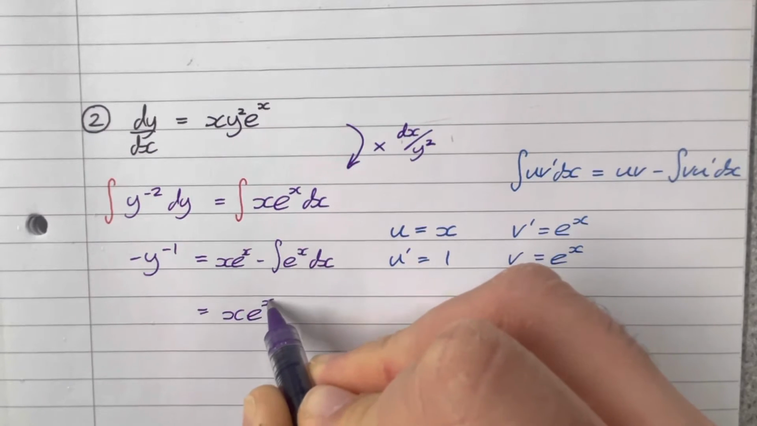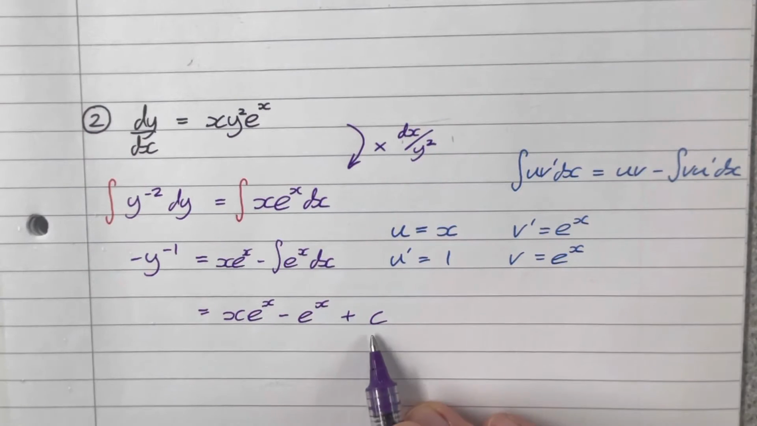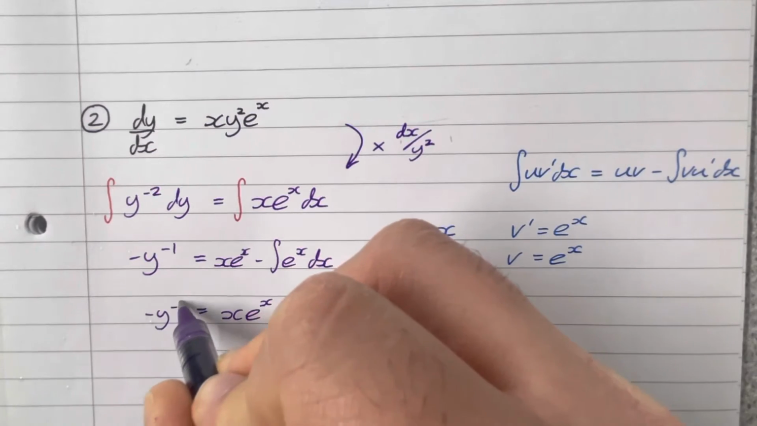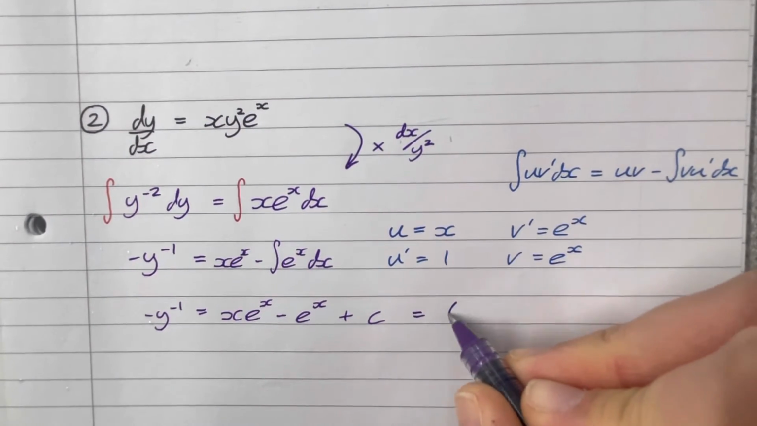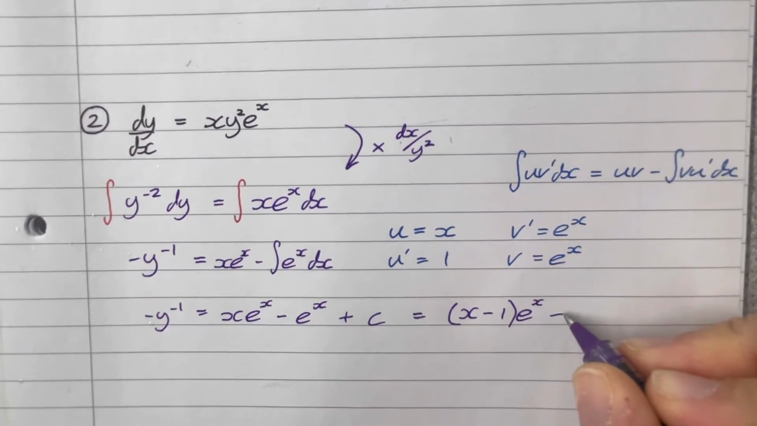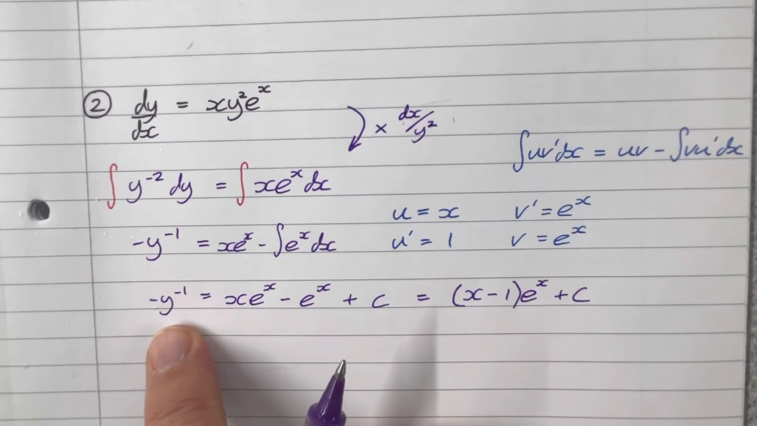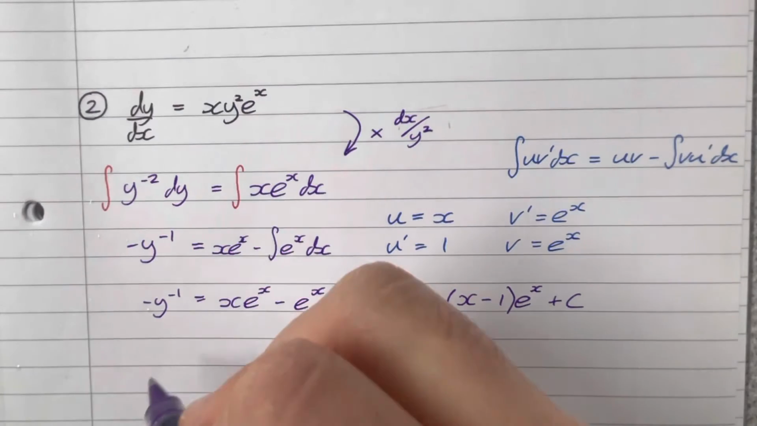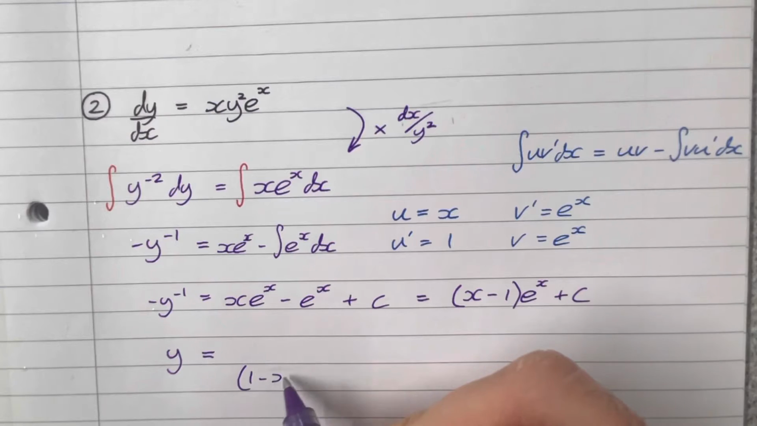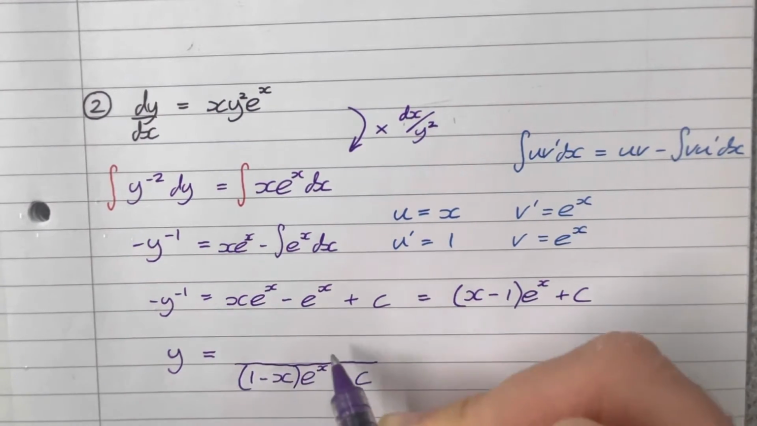So I get x e to the x minus e to the x plus a constant of integration, which I introduce at this stage because there's no integration symbols left. Okay, and this is minus y to the minus 1 equals. I'm just going to factorise out that e to the x. There we go. And now if I make y the subject, I can do that by timesing by minus 1 and then reciprocating. So I get y is going to be equal to 1 over 1 minus x e to the x minus c.